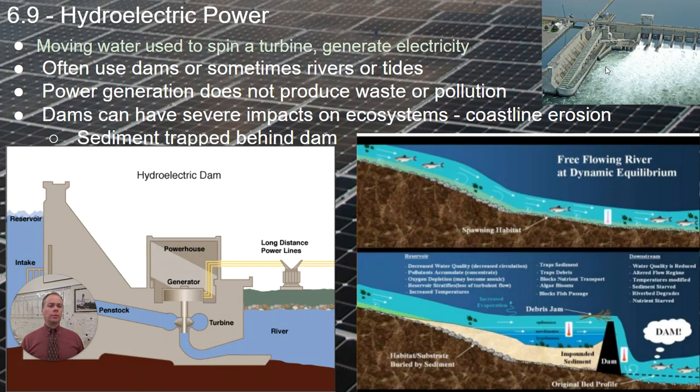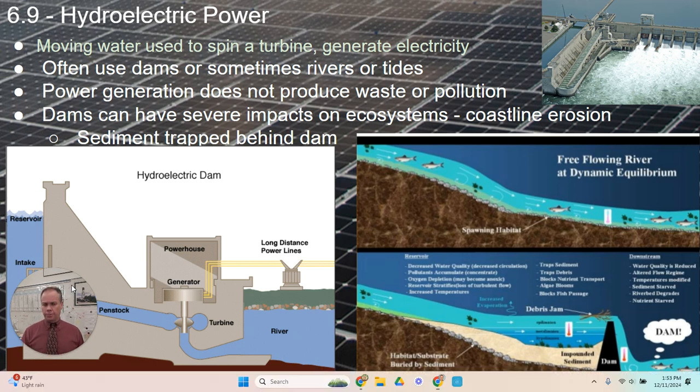Another form of renewable energy is what we call hydroelectric power. This is a form of electricity that we use pretty extensively in New York State. If you think about Niagara Falls, there's a large electricity generating plant there. We use a lot of hydroelectric power in New York State. And so the concept and how this works is really pretty simple.